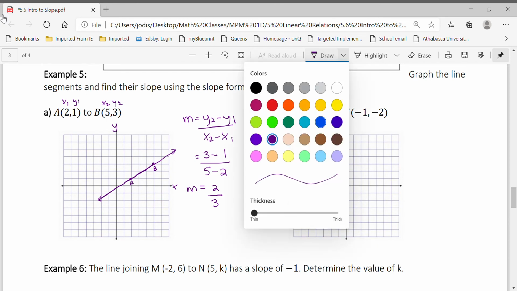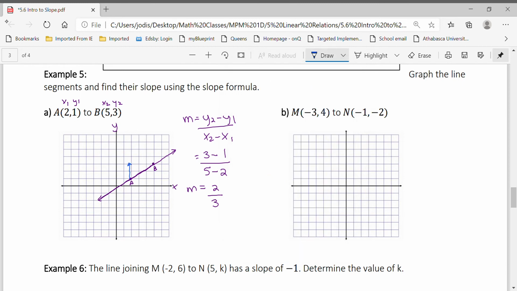So now let's actually check in our graph. If I were to rise up 2 and then run right 3, we should have the exact same slope, which we do.